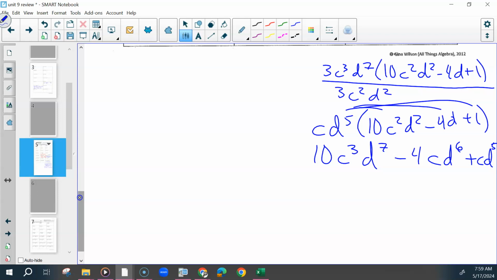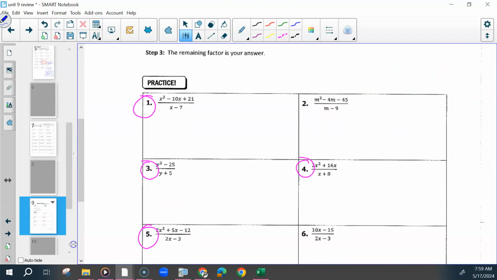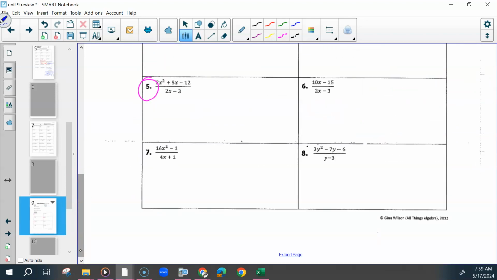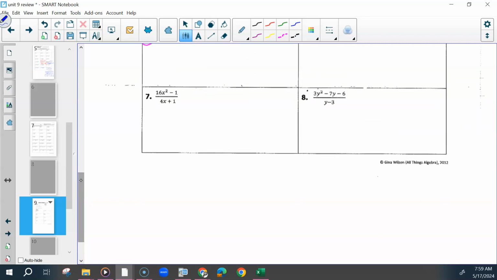Number 8, dividing polynomials by a binomial. We have to first factor the numerator. So in all cases, check for GCF. Does this one have one? No. So then we're going to factor using a equals 1. Multiply 3 and negative 16. And find two factors that multiply to negative 18 but add to be negative 7.